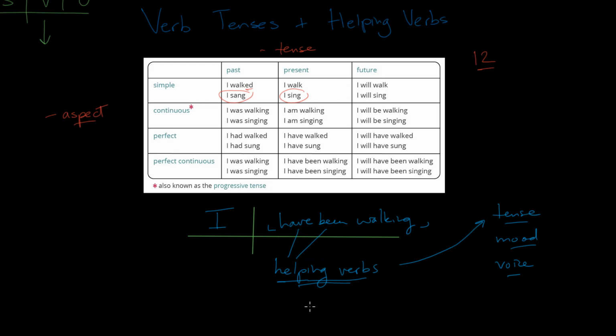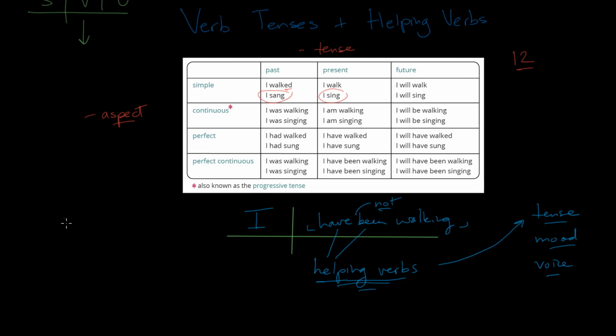A few final things to think about as we wrap up this lesson. At this point, we've mostly seen that the order of the verb phrase is helping verbs come first, and then we get the main verb. There are a few things to watch out for. Often you're going to find words interspersed. You might say, for instance, I have not been walking. Not is an adverb. We haven't got to adverbs yet. So sometimes you're going to see some words in between the verb phrase, and sometimes you're also going to see a different order, for instance, with questions.